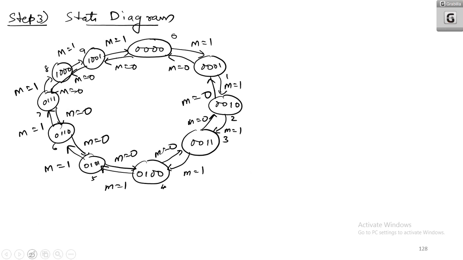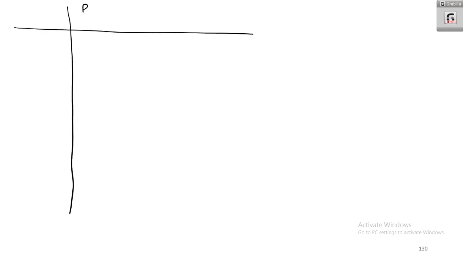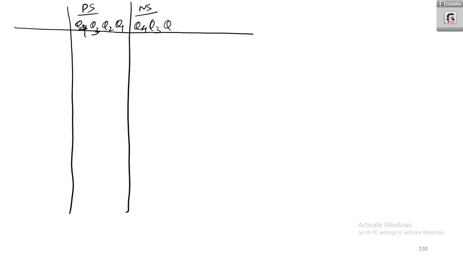Now coming into the case of m is equal to 0 and m is equal to 1. The m is equal to 1 case is here, so you will get T1 is equal to 1. Now coming into the case of m is equal to 0, I will write present state and next state for m is equal to 0 also. This is a bit lengthy problem, but it is comparatively easy. So Q4, Q3, Q2, Q1.